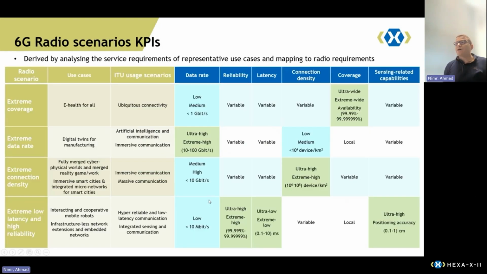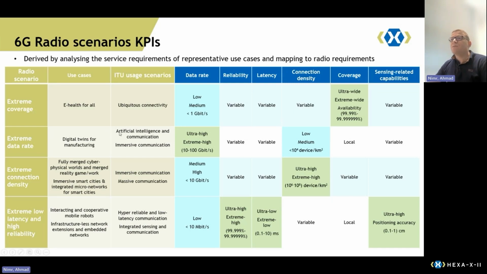So here it's more numbers for the extreme requirements. So we have the radio scenarios, and similar activities have at the same time been carried out by ITU, and they also define user scenarios. And here we try to map our scenarios to the ITU scenarios with some example use cases.